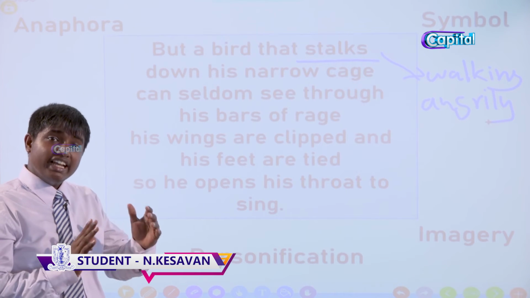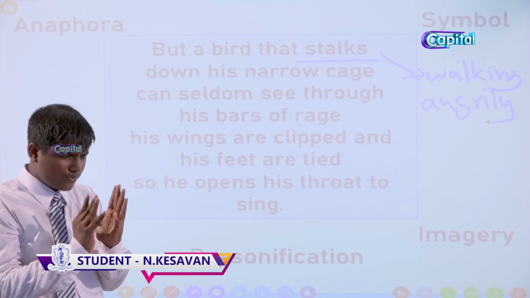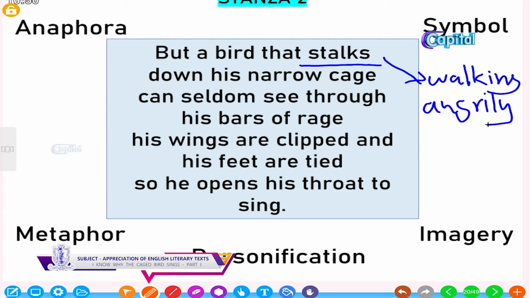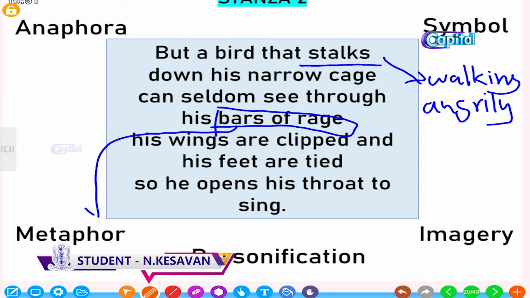A free bird in a cage which is very small for him, there's not enough space for him, can seldom see through his bars of rage. The bars of rage, I will elaborate the meaning in the latter part, but now let's just read. His wings are clipped, his feet are tied. You can see how cruel it is. His wings are clipped and his feet are tied. He cannot do anything at all.